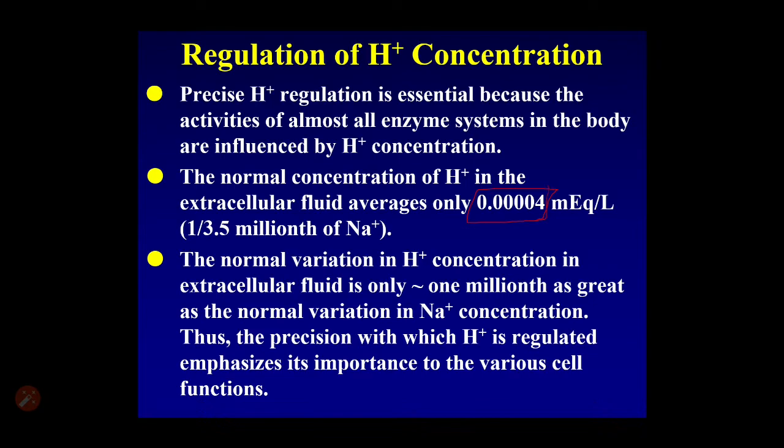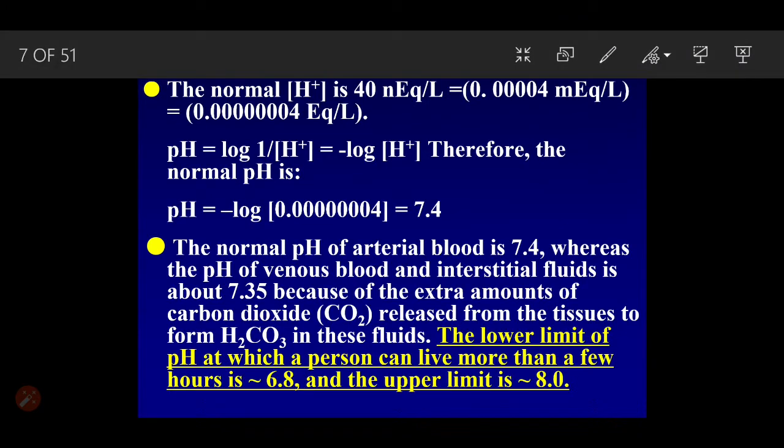So the concentration of hydrogen ion, the variation in it is like 1 millionth of the variation that you find for sodium. Again, which tells you how tightly regulated it is. And it's very easy to understand why it is that tightly regulated, because all these chemical reactions that exist in our body require a certain pH, and therefore, the pH of 7.4 seems to be most appropriate for that.